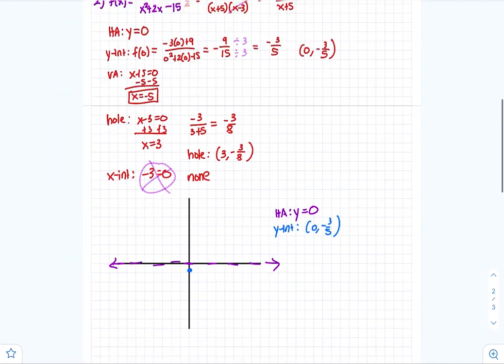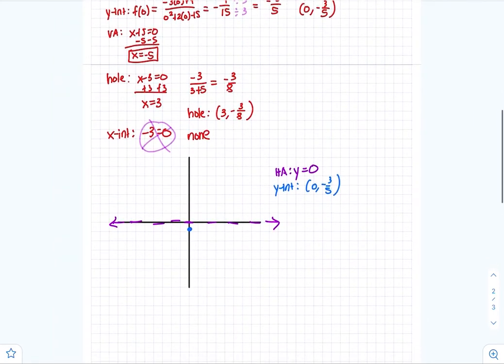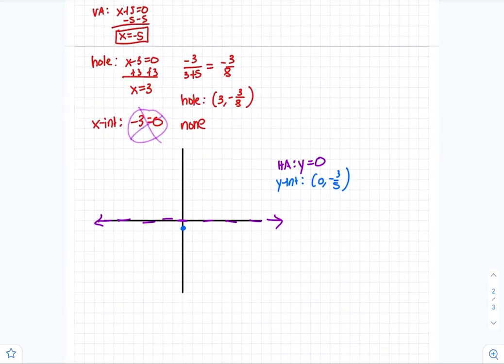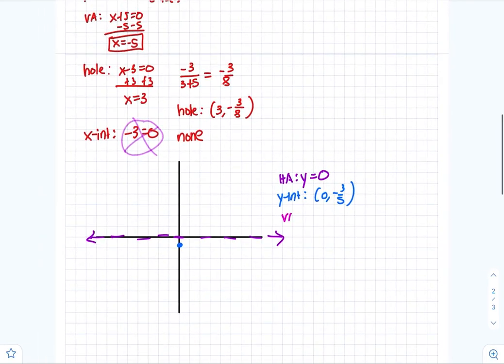Vertical asymptote, we had x is equal to -5, so 1, 2, 3, 4, 5. -5 is right there, and it's a vertical dotted line at x equal to -5.